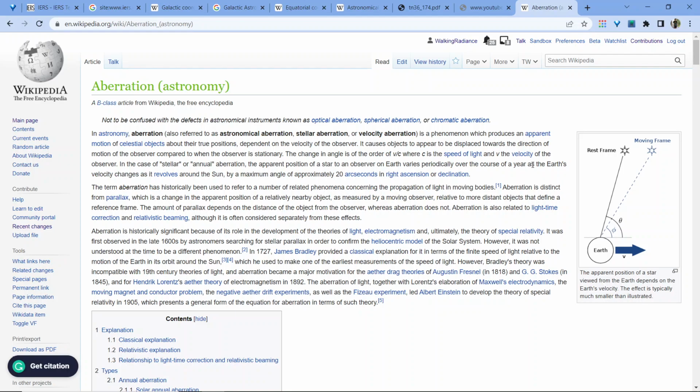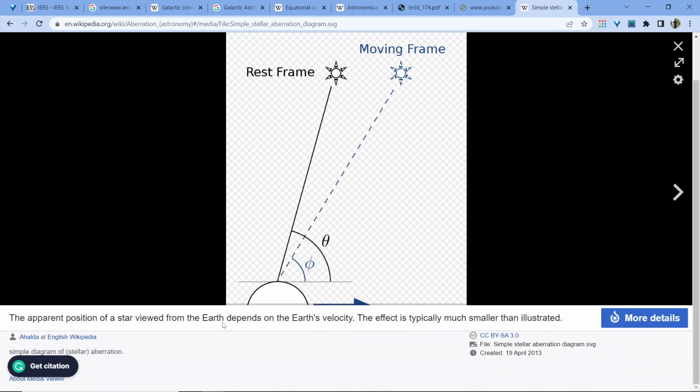It causes objects to be displaced towards the direction of the motion of the observer compared to when the observer is stationary. The change in angle is on the order of v divided by c, where c is the speed of light and v is the velocity of the observer. In the case of stellar or annual aberration, the apparent position of a star to an observer on Earth varies periodically over the course of a year as the Earth's velocity changes as it revolves around the Sun, by a maximum angle of approximately 20 arc seconds in right ascension or declination. The apparent position of a star viewed from the Earth depends on the Earth's velocity. The effect is typically much smaller than illustrated.